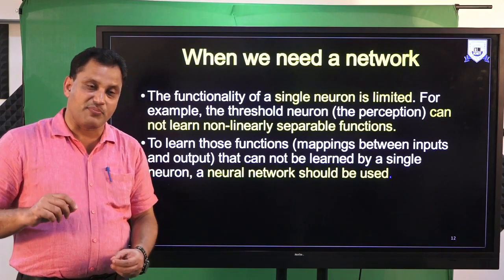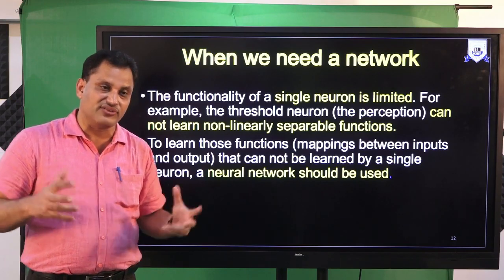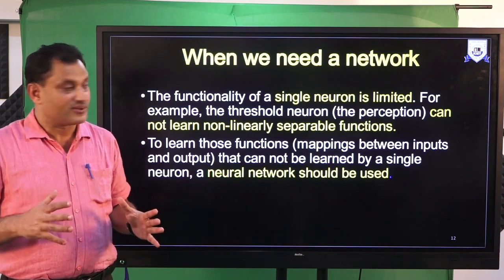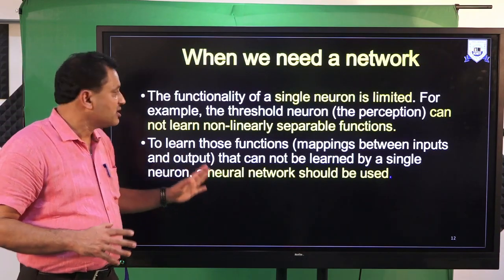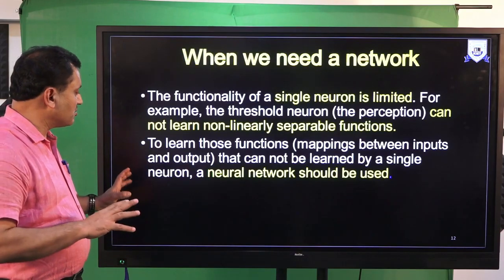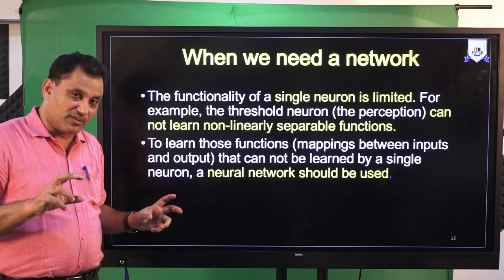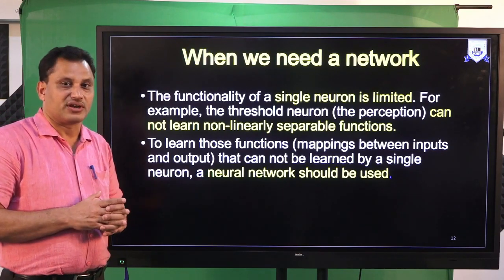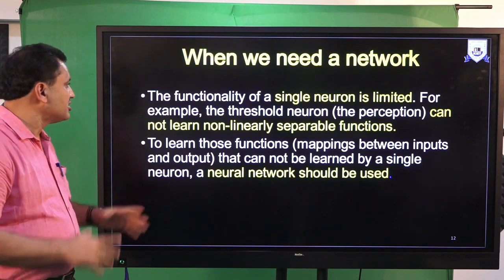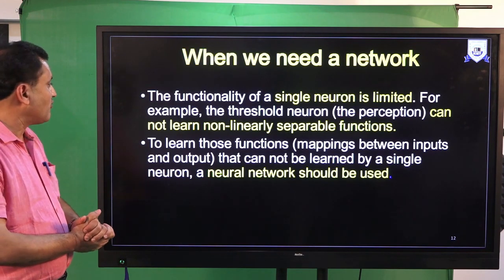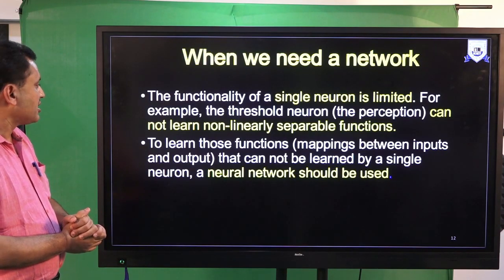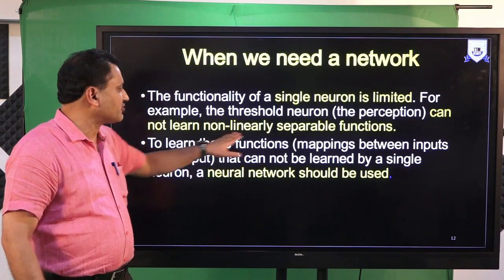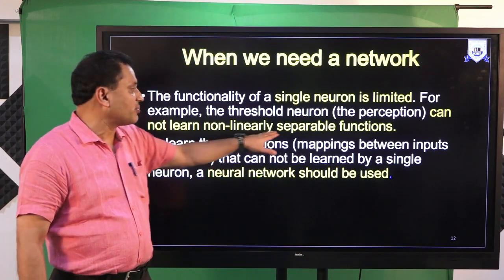A high number of interconnections are there. Why are these interconnections there? Because simulating human behavior is a difficult task. If we are developing a mathematical model, there is quite a chance we cannot solve all the problems via a single neuron. That is why more than one neuron, interconnected with each other, is required. The functionality of a single neuron is limited. For example, the threshold neuron, the perceptron, cannot learn non-linearly separable functions. If you use a single neuron, you cannot solve this kind of problem.